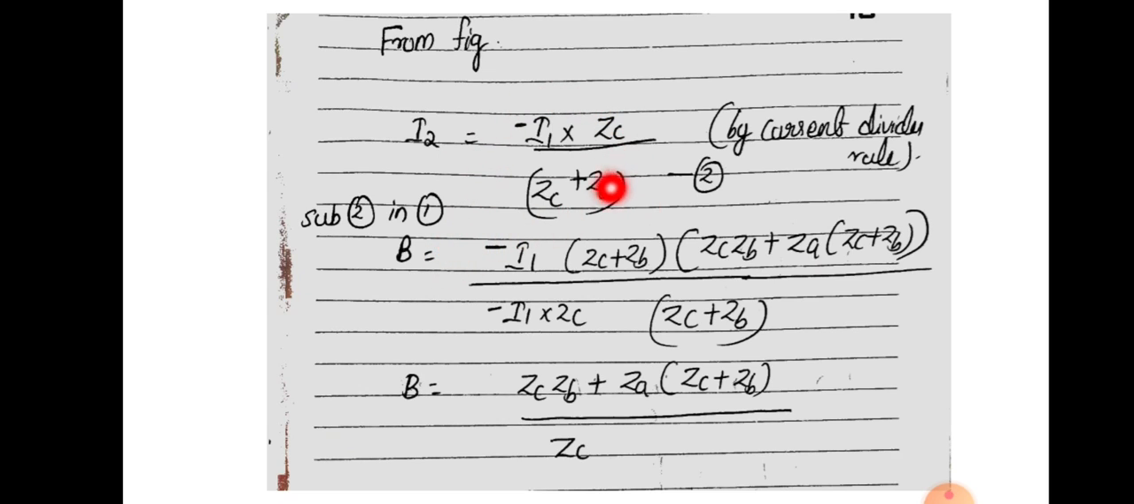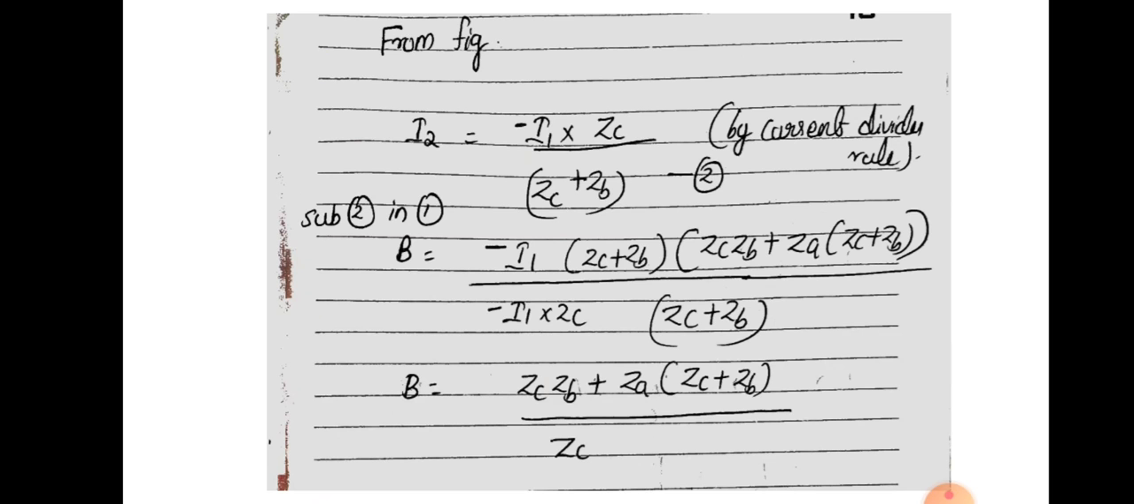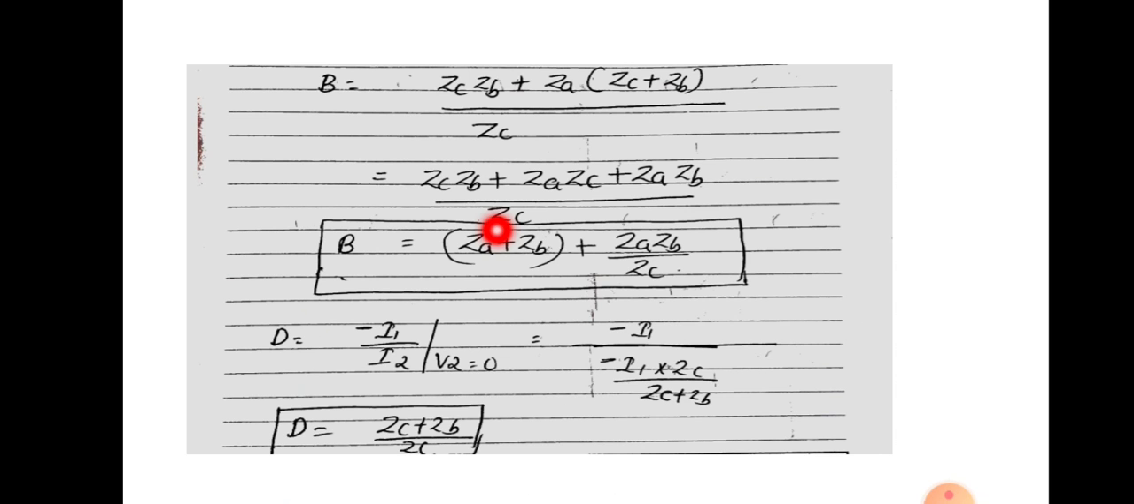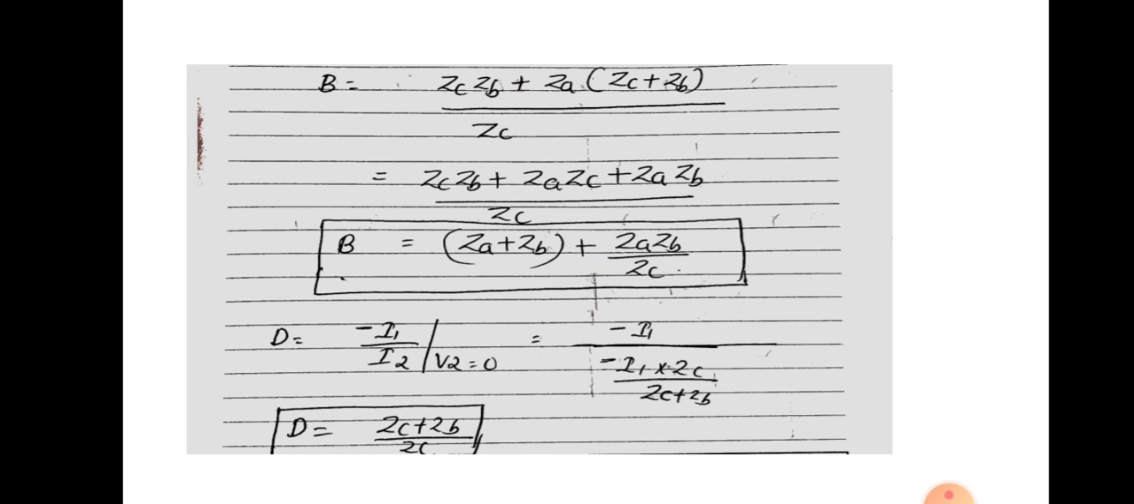We can substitute this value of I2 in the equation for B. When you substitute, the common terms are cancelled out. So you will get B will be equal to this one. You can rearrange this equation, so you will get B as this one. When you multiply the bracketed terms, you will get the equation like this, and when you divide by ZC, ZC cancels out. So finally you will get ZA plus ZB plus ZA ZB by ZC. So this is the equation for B.